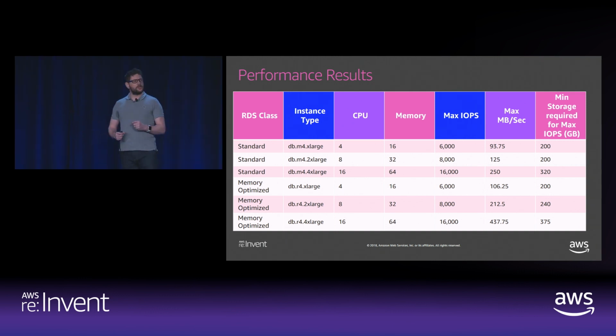But it also showed us that to actually achieve maximum IOPS available, we would need to have a minimum amount of storage provisioned as part of that. So again, we've learned that, yes, if we need this, this is what we need to factor in and do going forward.